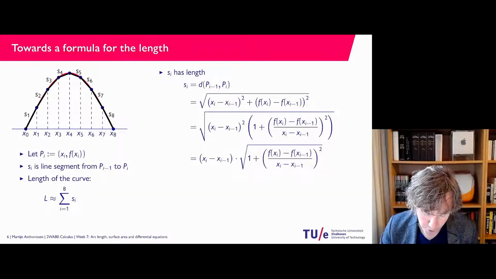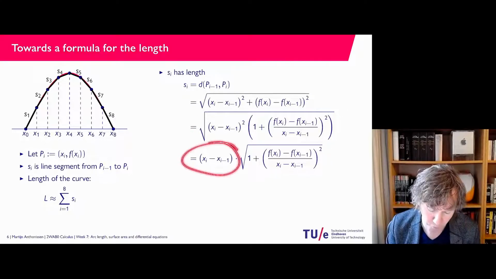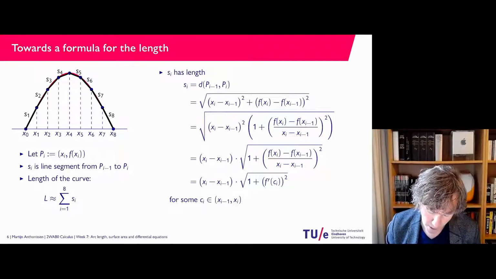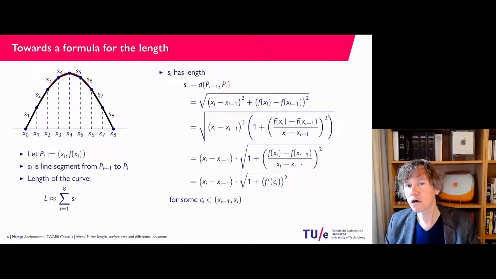So I'm going to say, well, I'm pulling out one of these, so I write it in front of the square root. And then this here in between the brackets, I replace with f prime Ci. Still pretty ugly, but we're almost there.